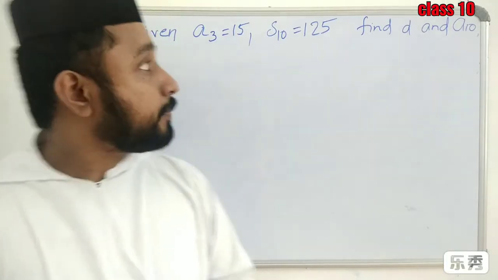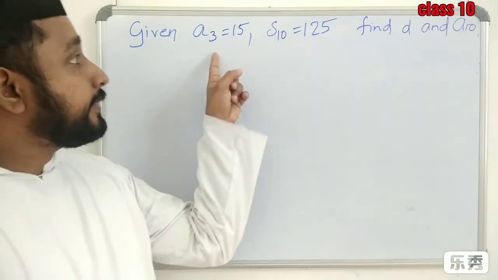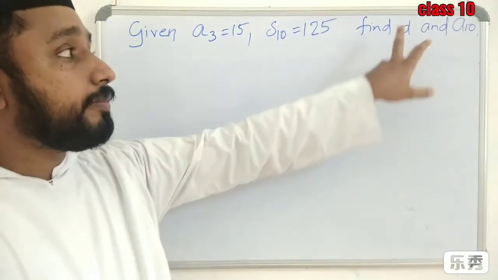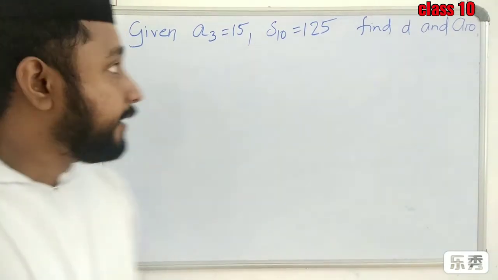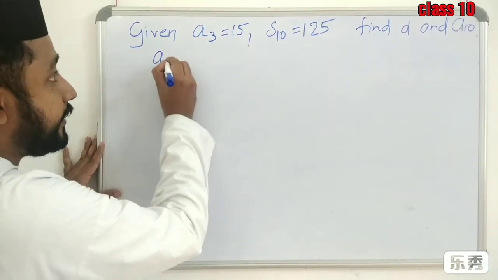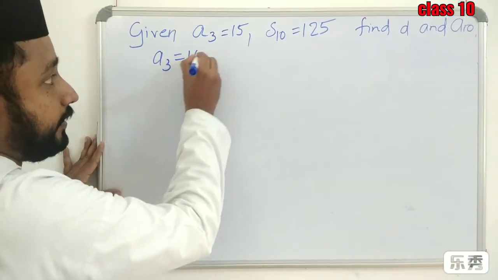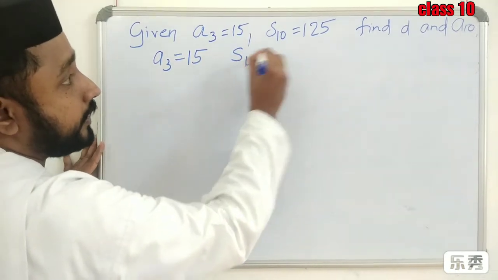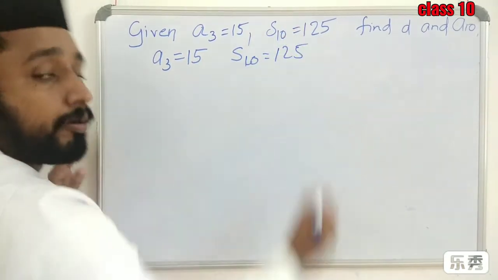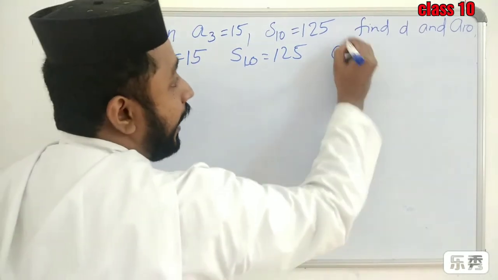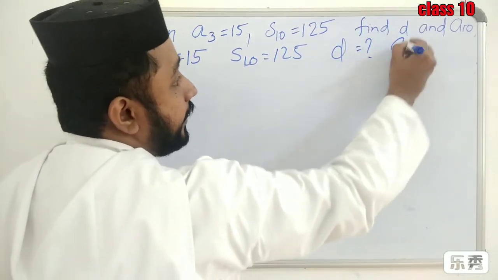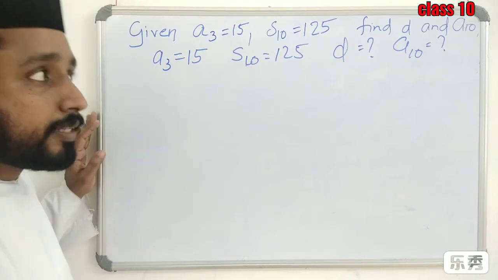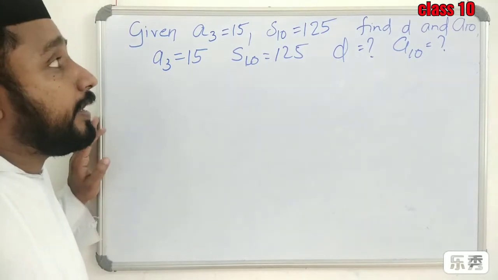Let us consider another problem. Given a3 = 15 and S10 = 125, find d and a10. So a3 is 15, then S10 is equal to 125. We have to find the common difference as well as the 10th term of an AP.